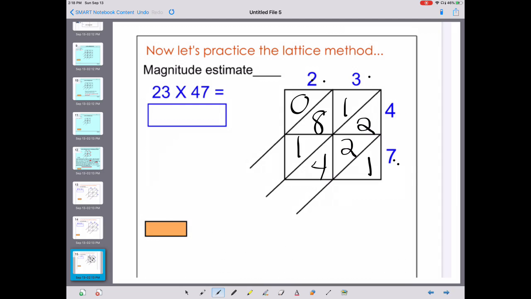Now we add down our slides. 1, 4, 5, 6, 7, 8. 8, 9, 10. Carry my 1 up to that slide. 1 plus 0 is 1. So my answer is 1, 0, 8, 1.